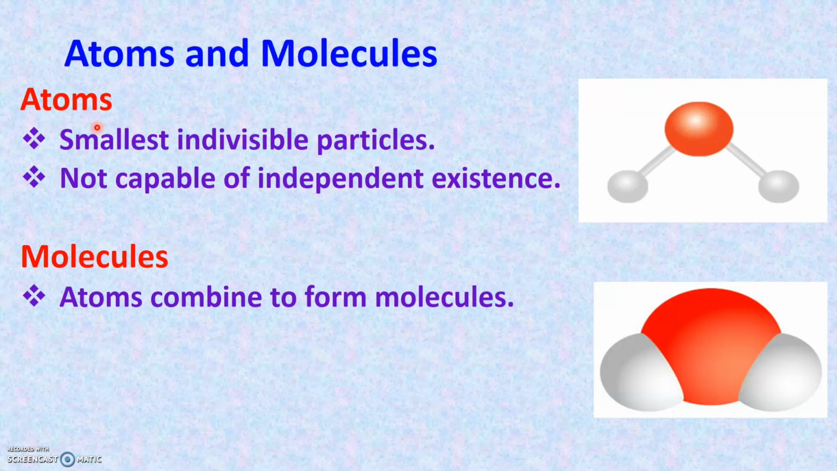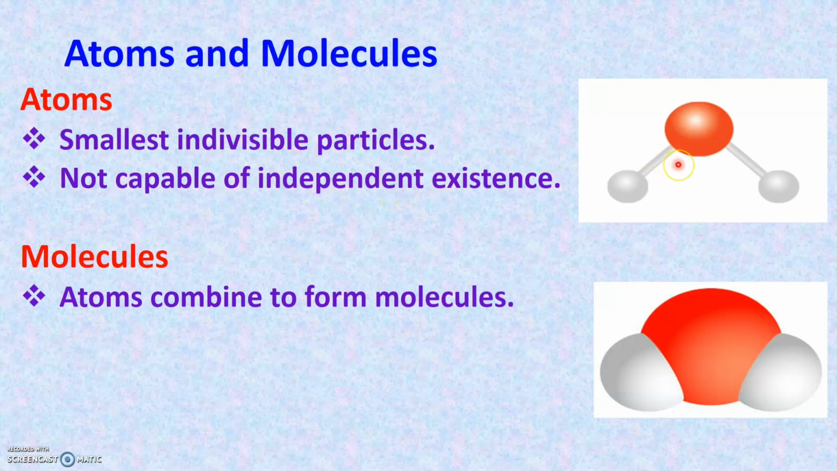But remember, they are very, very small, even beyond our imagination. Likewise, all the substances that are present around you are made up of tiny particles called atoms. But atoms of most of the substances are not stable, and therefore they are not able to exist independently. So we can say that atoms are the smallest particle of matter and are not capable of independent existence.